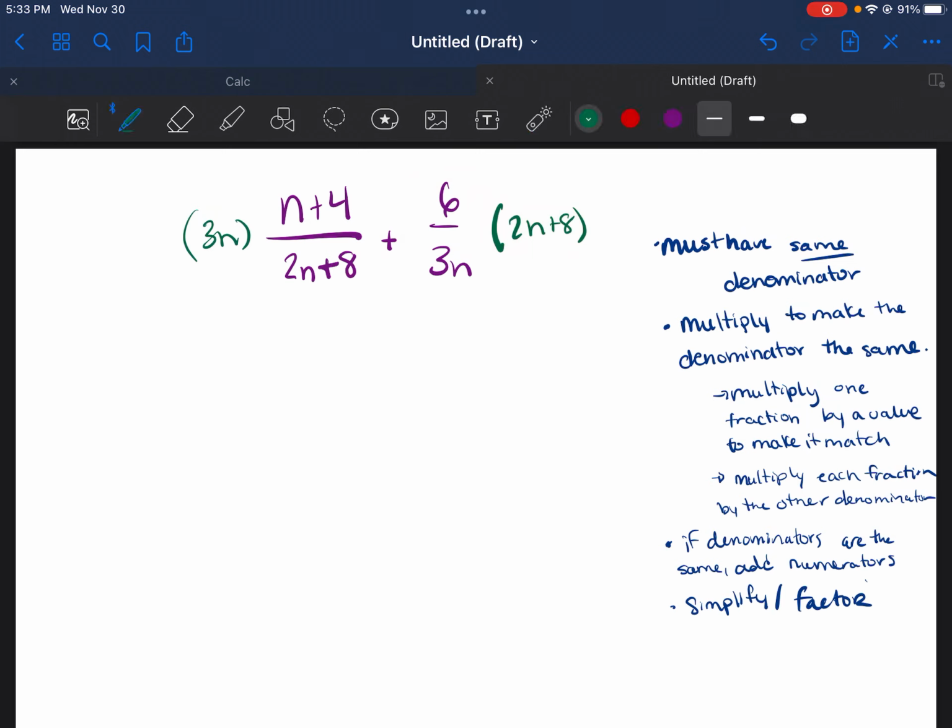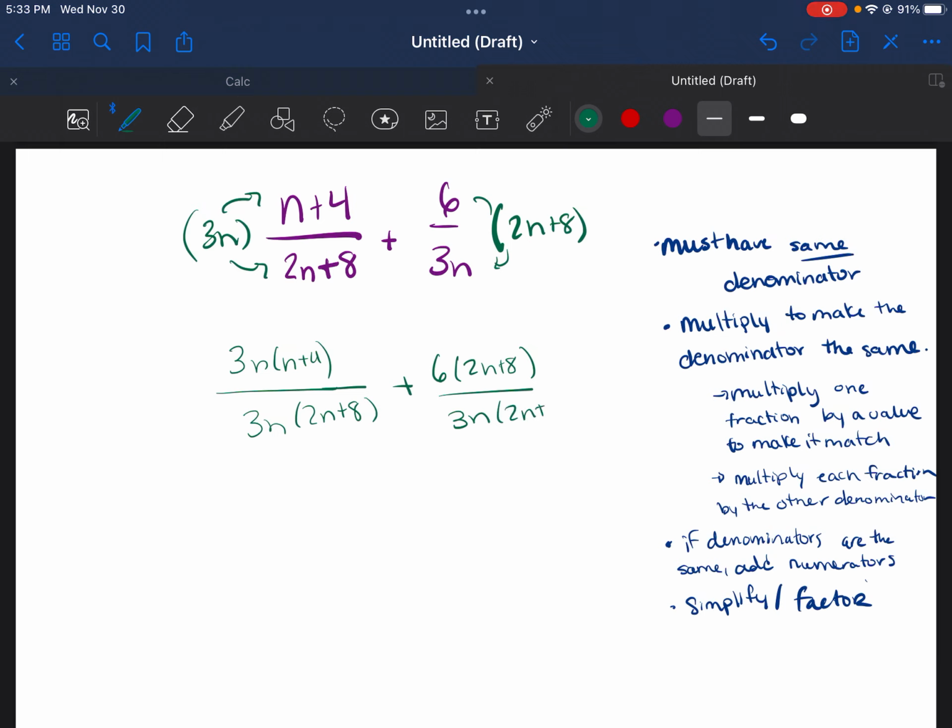All right, so when I multiply this, I need to distribute to the top and the bottom for each. So I have 3n times n plus 4. And then I have 3n times 2n plus 8. And I'm going to add that to 6 times 2n plus 8. And 3n times 2n plus 8. So now that my denominators are the same, I can add these fractions.